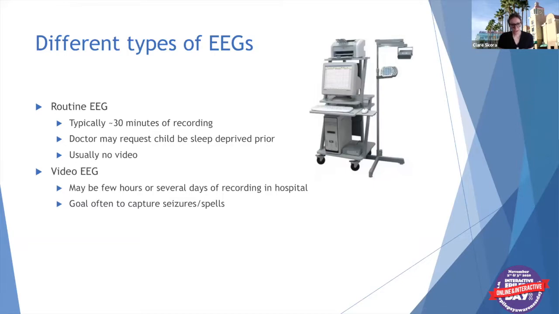Another type of EEG that's a little bit more complex, and may last longer than a routine EEG, is a video EEG. This is essentially the same setup as the routine EEG, but it can be a couple of hours or even several days in the hospital where we're recording the brainwave activity as well as video of what your child is actually doing that corresponds to the changes in electrical activity. Usually when these video EEGs are arranged, the goal is to capture spells of interest or seizures to definitively confirm that something is a seizure and causes a change in the brainwave activity.